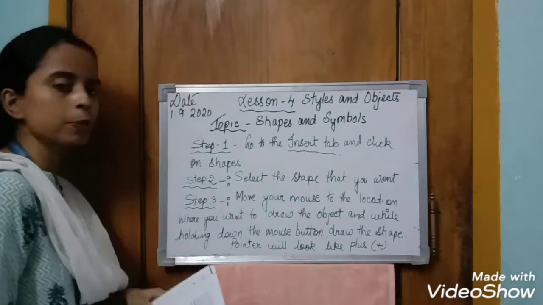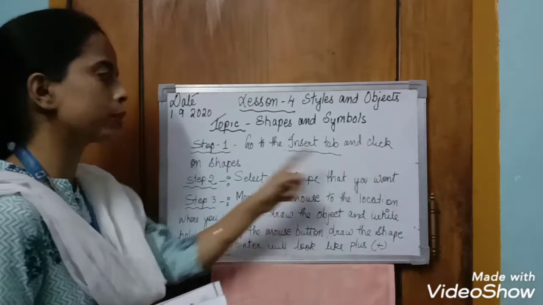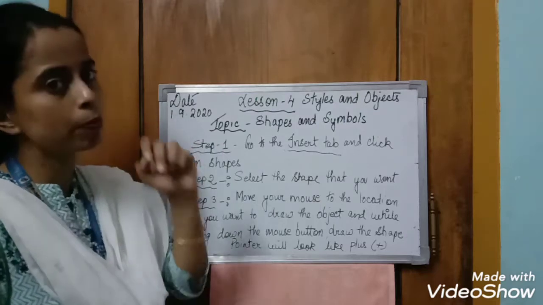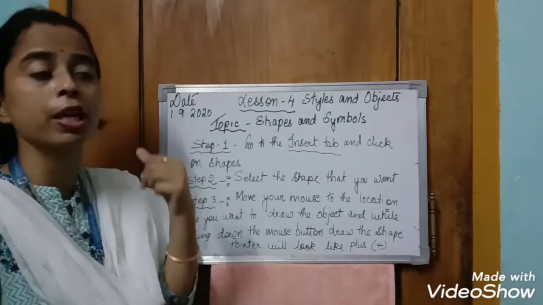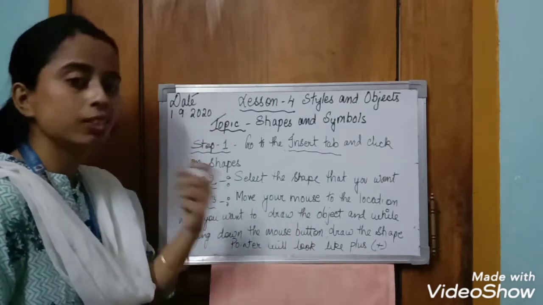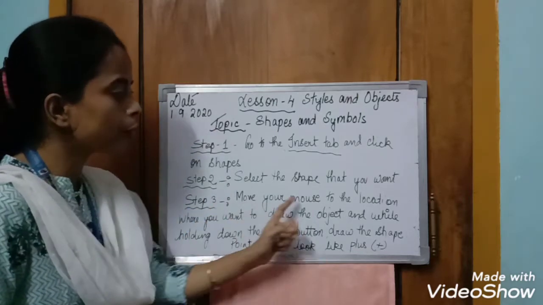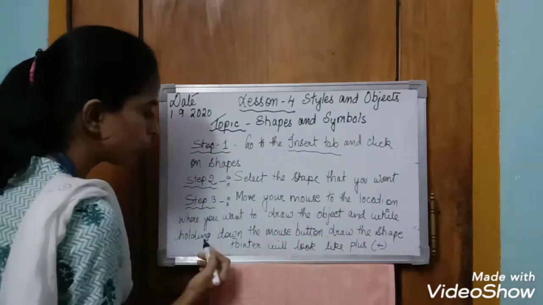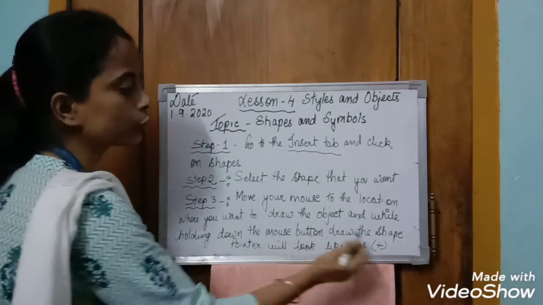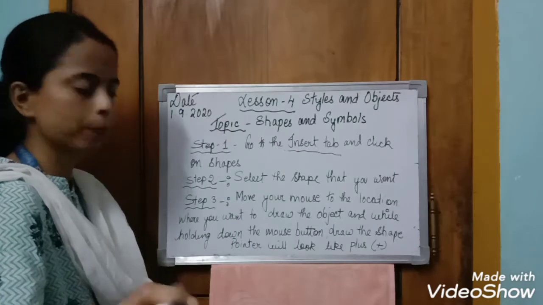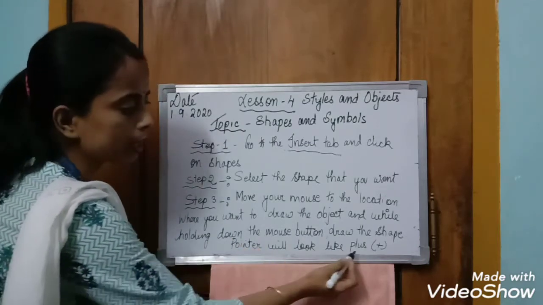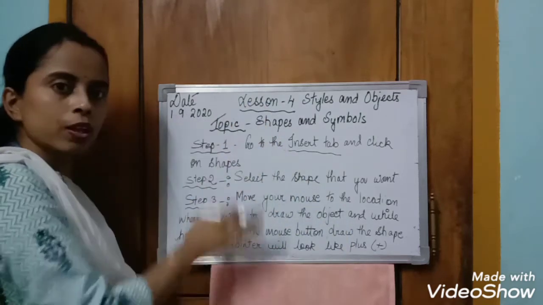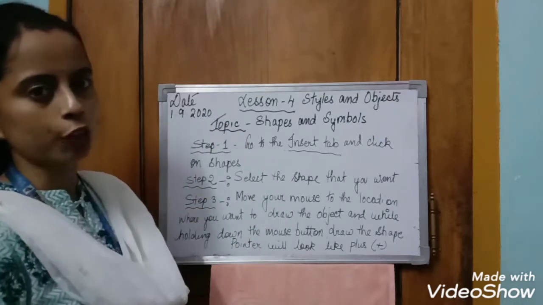Clear, children? So the first step is what? You will go to the Insert tab, then there you click Shapes. Step number 2, select the shape that you want. Maybe you want a square, maybe a circle, maybe a rectangle, maybe arrows, then stars. Step number 3, move your mouse to the place where you want to draw the object, and while holding down the mouse button, draw the shape. But the pointer shape will look like a plus symbol. So these are the steps to insert a shape in a MS Word document.